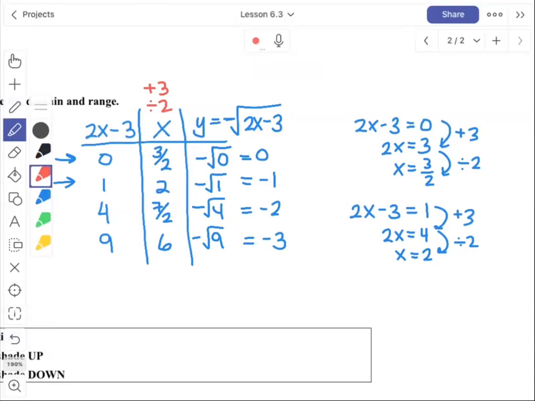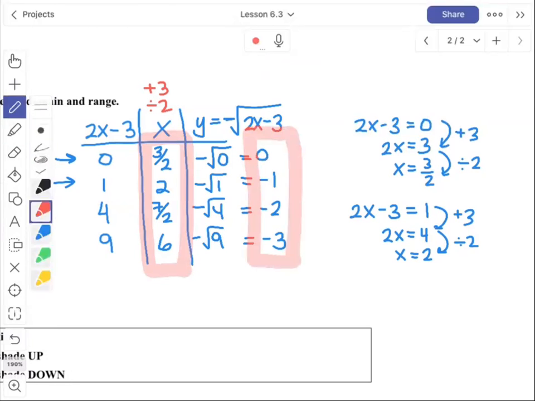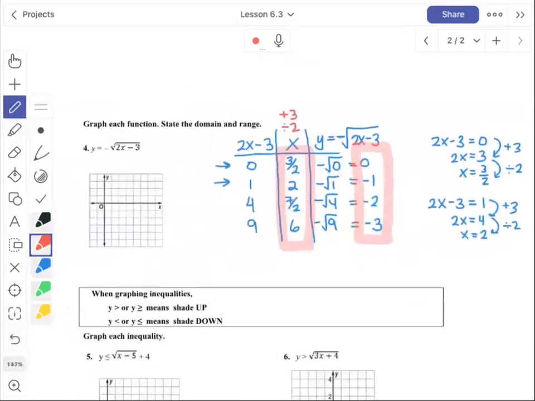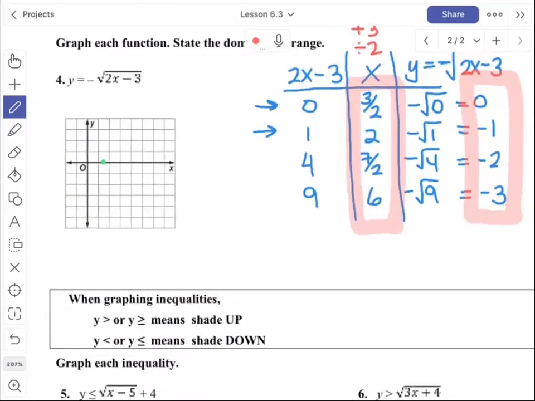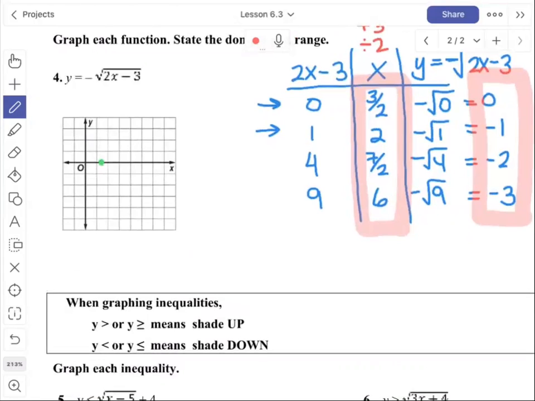All right, so these are my x coordinates and these are my y coordinates. And we just plot those into the graph. All right, so 1.5, 0 puts me right around there. 2, negative 1, it's right there. 7 over 2, that's 3.5. So 3.5, negative 2, it's right there. And then 6, negative 3. 1, 2, 3, 4, 5, 6, negative 3, right there.